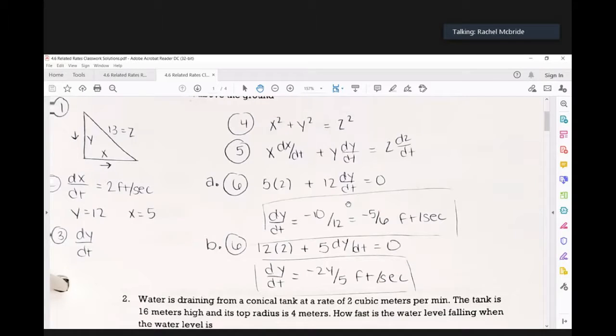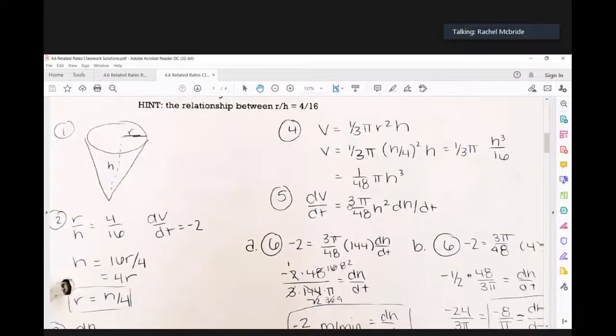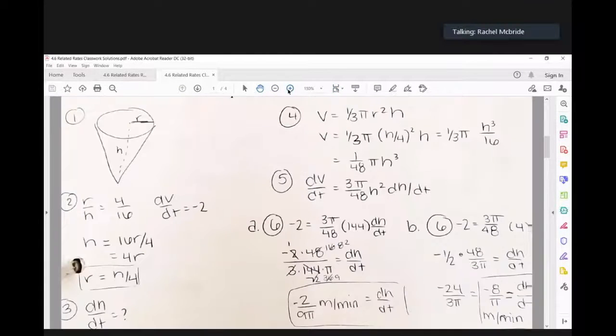So here's one. And then I'll put up question number 2 because I think that one's maybe a little trickier. Oh, kind of cut off on the end.